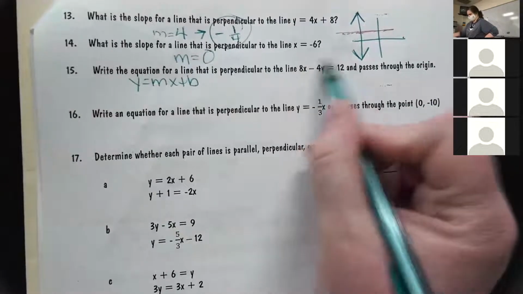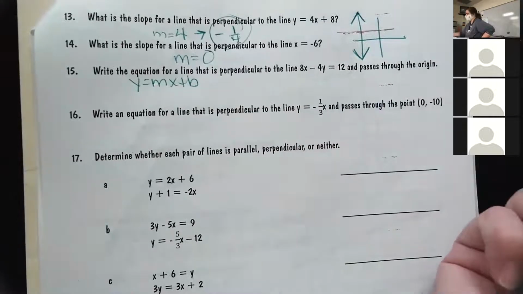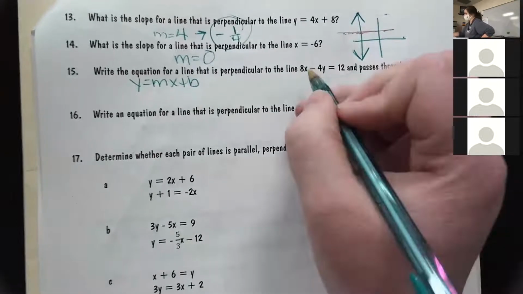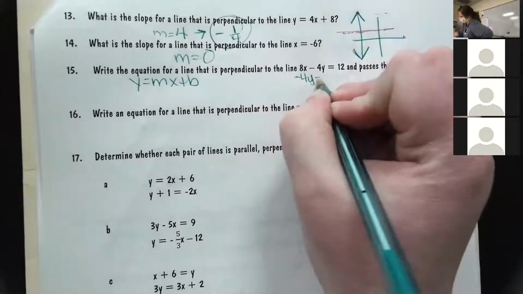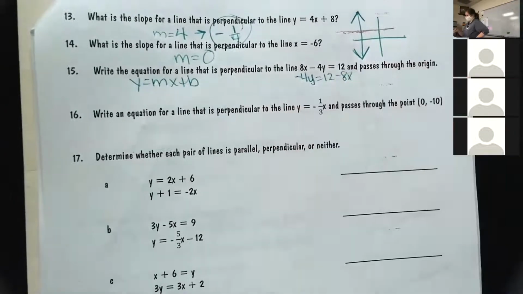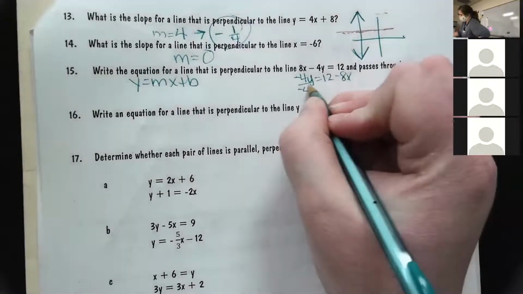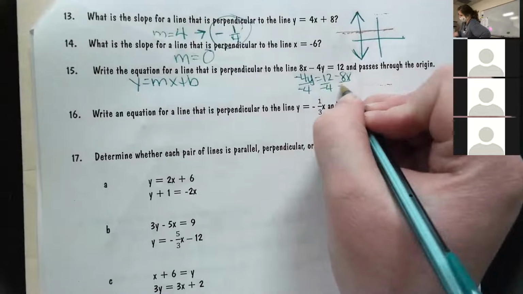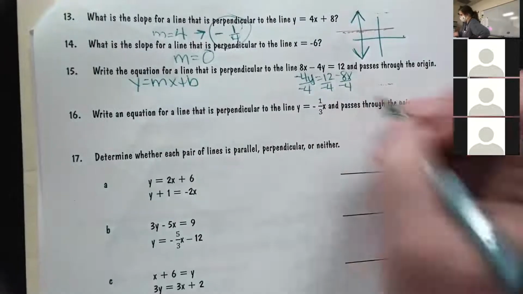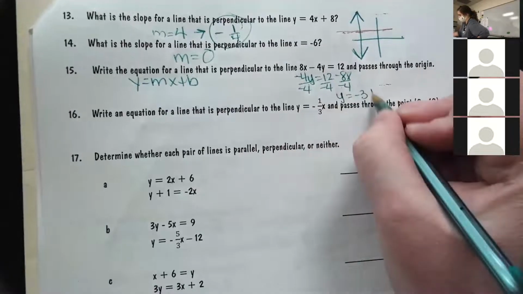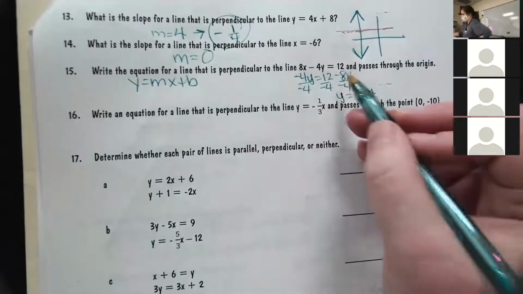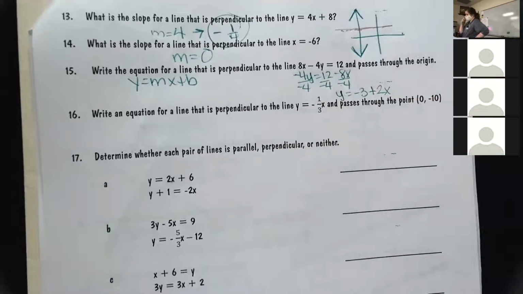Well, first of all, is that in our favorite form? No. No, let's make that happen first. So move that 8x over. So I have -4y equals 12 minus 8x. Now what? Yeah, we need to divide by -4 on every single thing. So I have y equals -3, and then a negative over negative makes a positive. 8 divided by 4 is 2. So what's my m there?